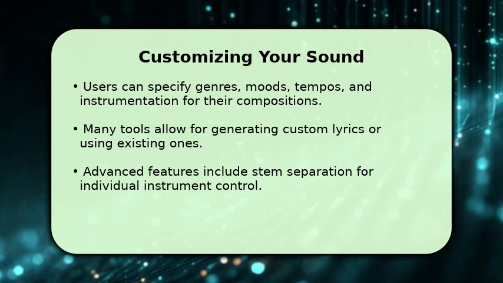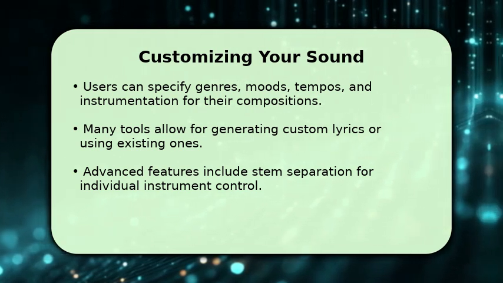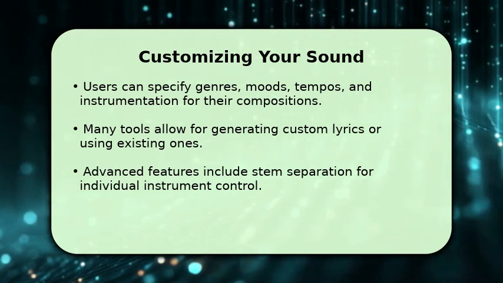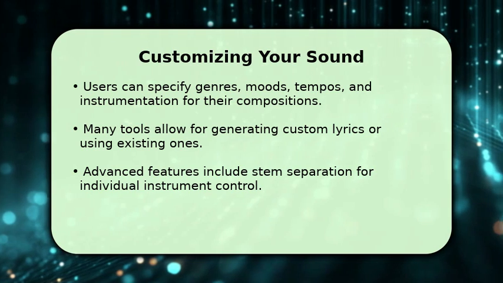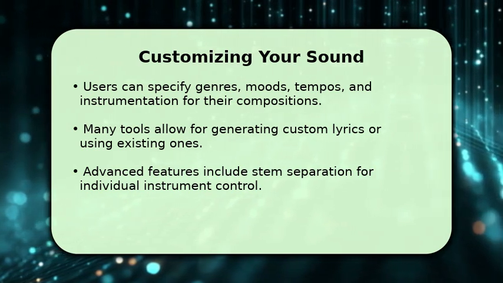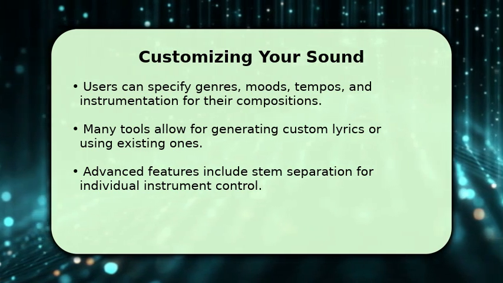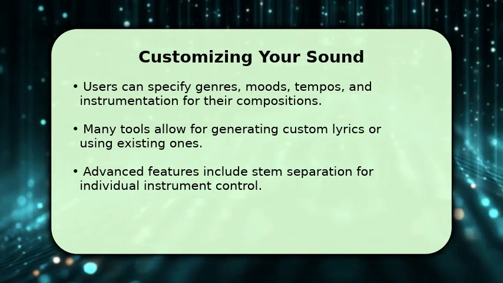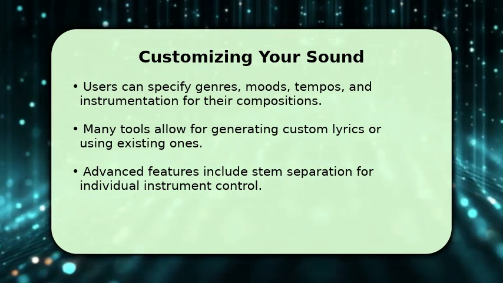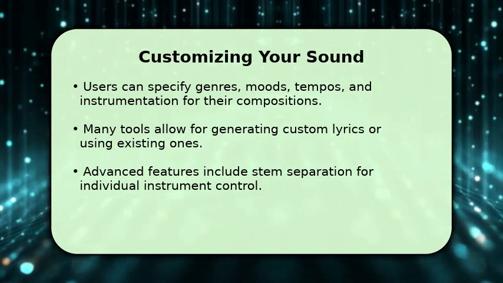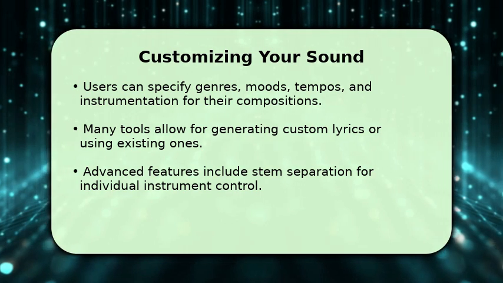Customization is key to personalizing your AI-generated music. You can typically select from a wide array of genres, moods, and tempos to guide the AI. Many platforms also support generating or inputting your own lyrics. For more control, some tools offer stem separation, allowing you to isolate and edit individual instrument tracks. Furthermore, you can often refine the song's length, adjust energy levels, and tweak arrangements to perfectly match your creative vision.